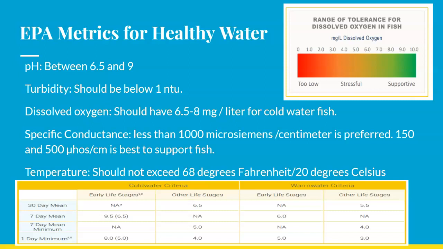It's preferred that 150 to 500 microsiemens per centimeter is best to support fish life, and the temperature should not exceed 68 degrees Fahrenheit, or 22 degrees Celsius.